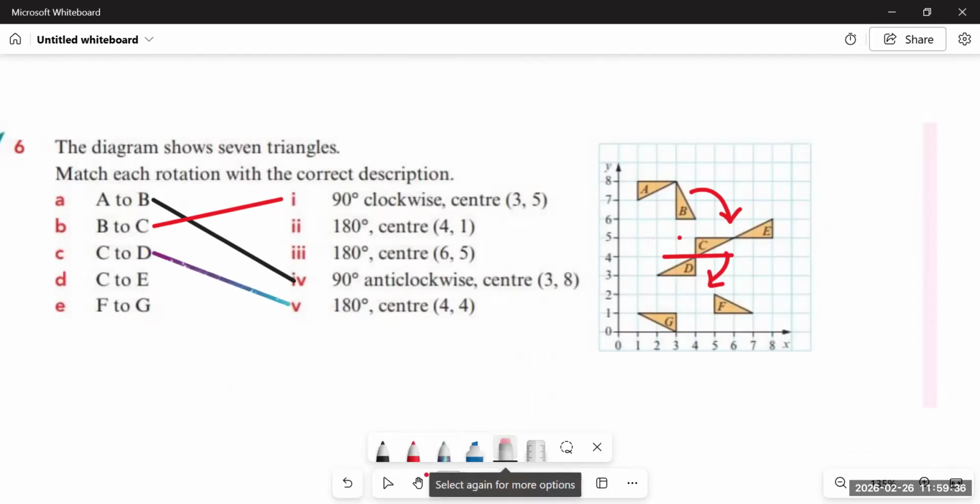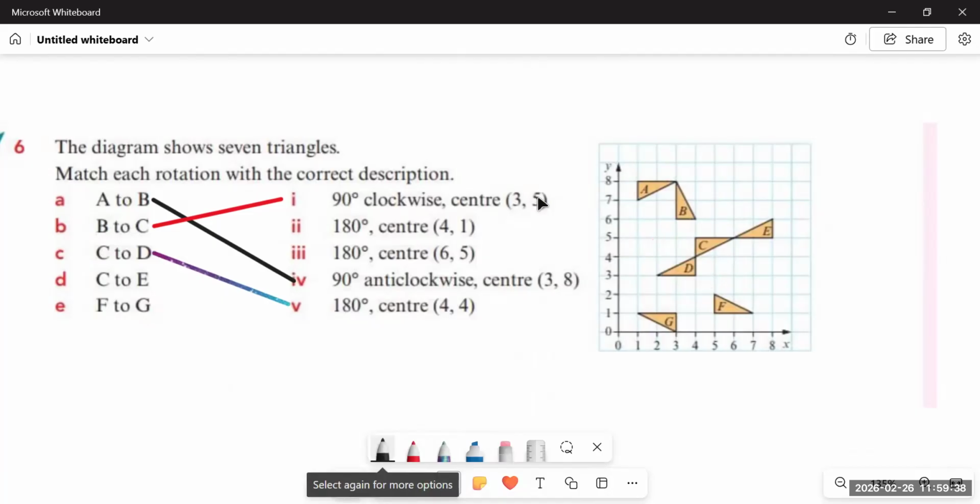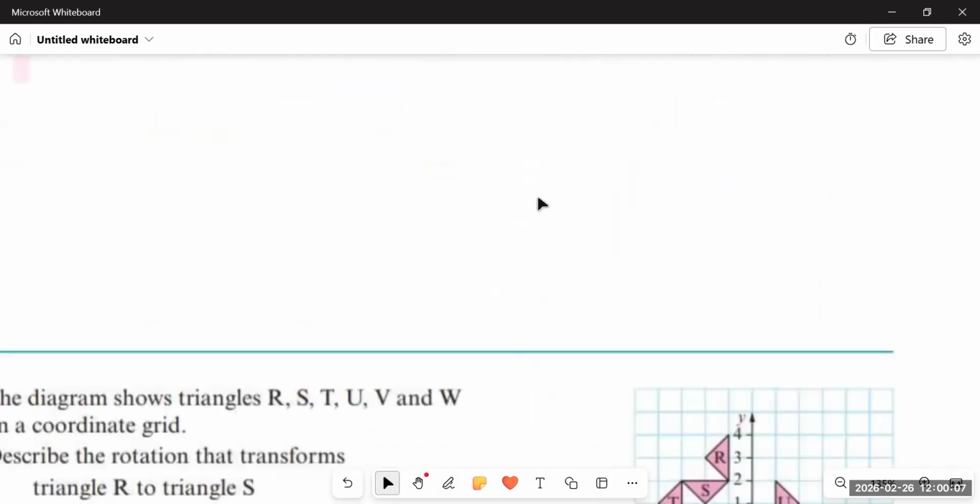Then C to E. C to E is again 180 degrees, and with center 6, 5. The last one is F to G, and here is the center. It is again 180 degrees with center 4, 1. So 180 degrees is easy, but 90 degree, clockwise or anti-clockwise, is a bit trickier. Now the next question.